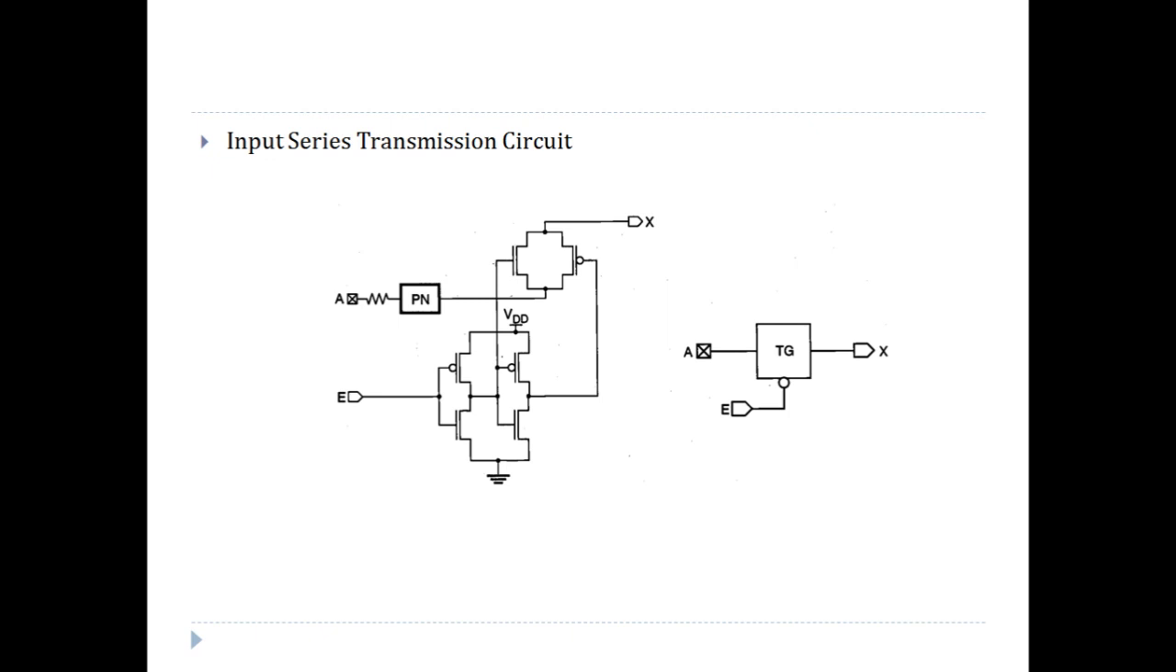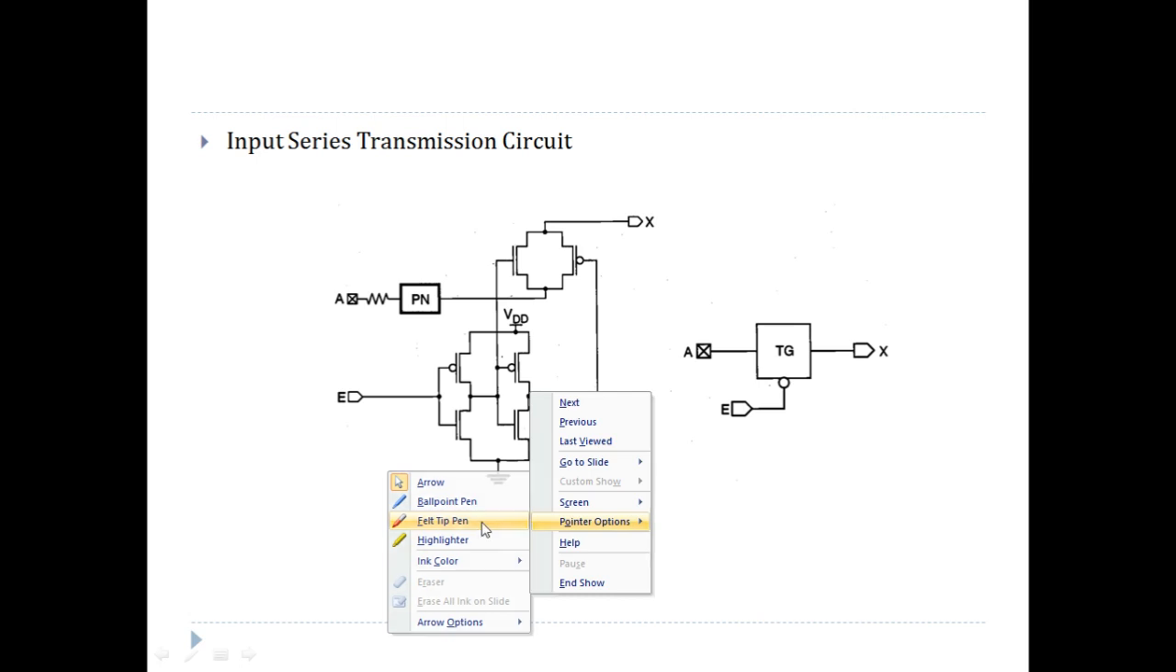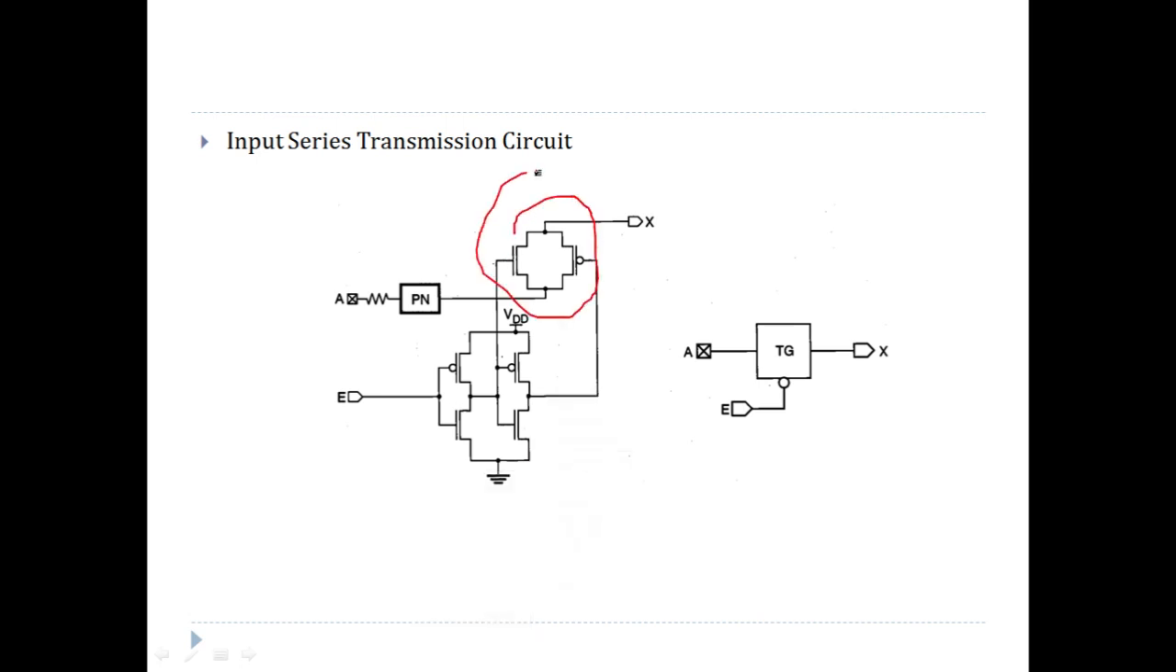One of the simple circuits which can be used for the input circuit is the input series transmission circuit. As the name suggests, it basically consists of a transmission gate, which can be seen here. If you look at the block diagram, there is a transmission gate and there is an input, and this input is coming from the input pin, and the output X goes to the digital logic. So here you will be having various MOSFETs implementing the logic for your IC.